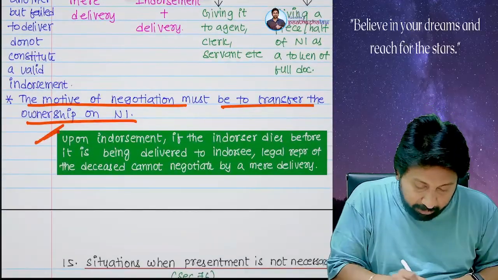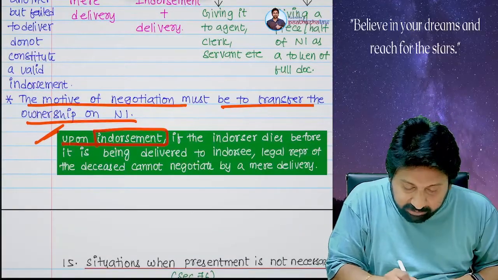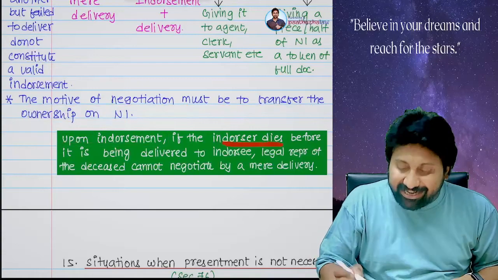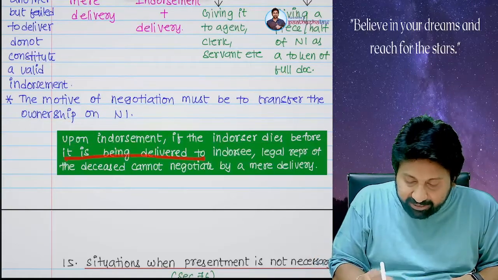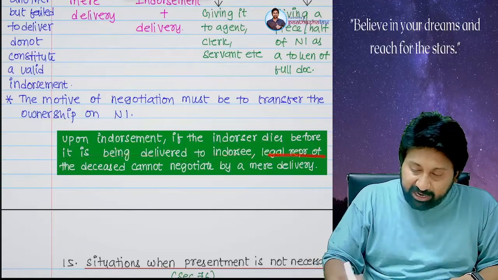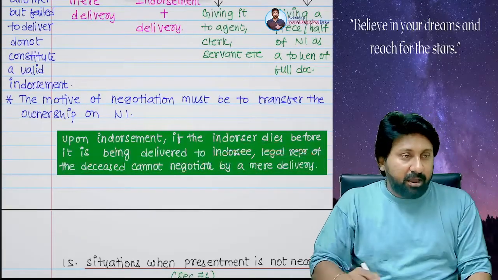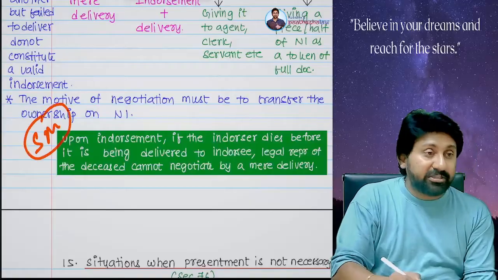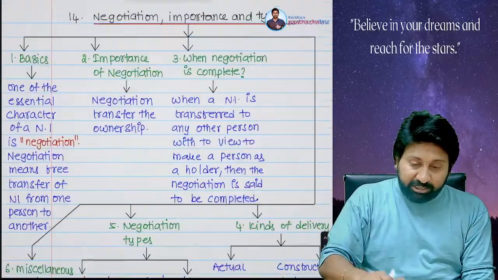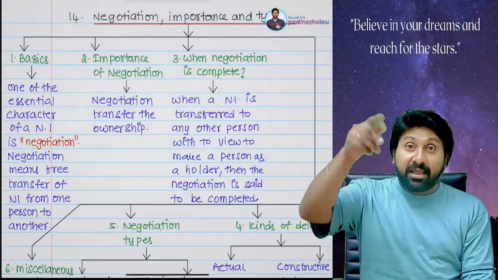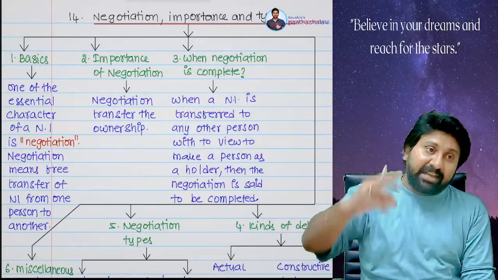See here, important. Upon endorsement, if the endorser dies before the instrument is delivered to the endorsee, the legal representative of the deceased cannot negotiate by mere delivery. On this one, a study material question is also there. On the negotiation topic, go into the study material. In the study material, in this topic, one example was given.